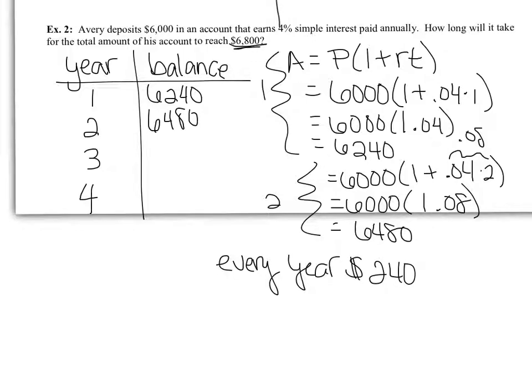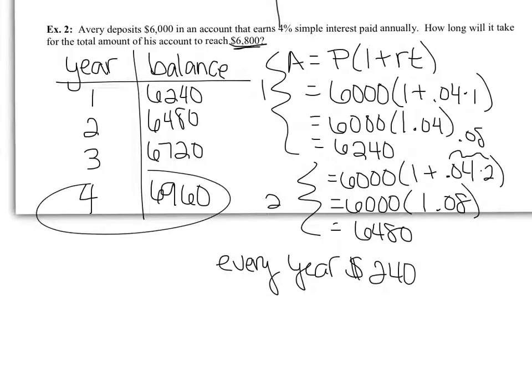So if instead of plugging all this into the formula, I just keep going and I add 240, after 3 years, I should earn 6,720. Still not where I want to be, so if I add another 240, I would get 6,960, which is where I want to be. So it's over, but it's still going to take me 4 years to earn that money.